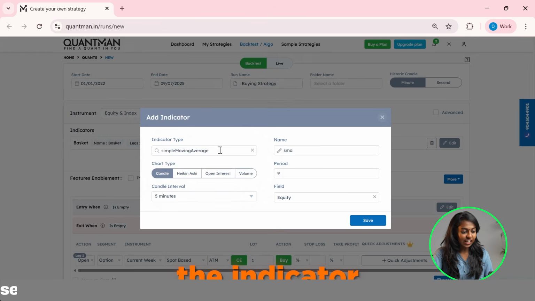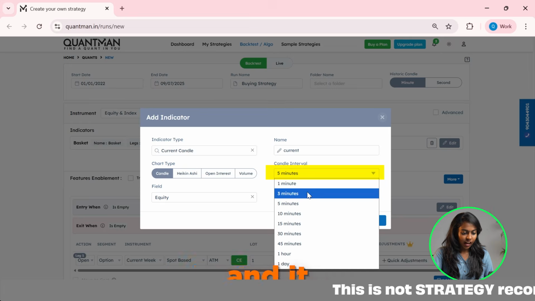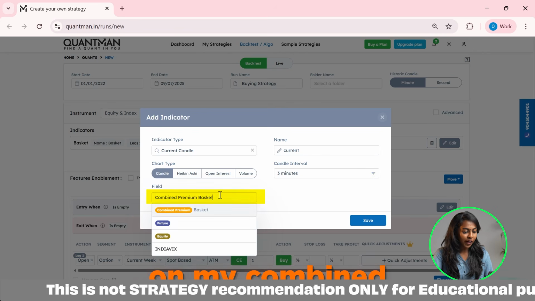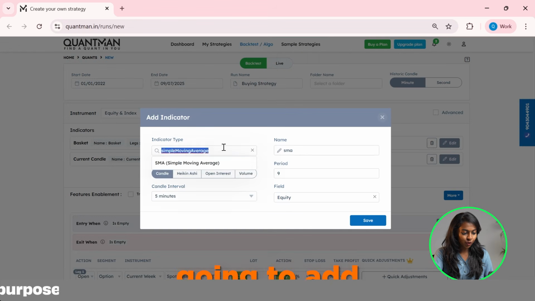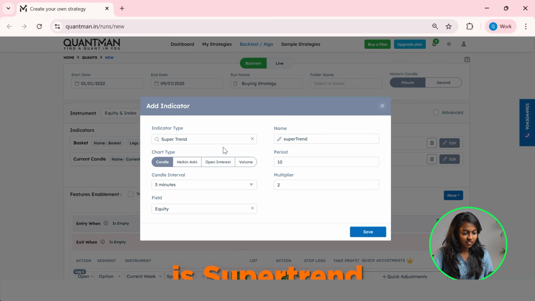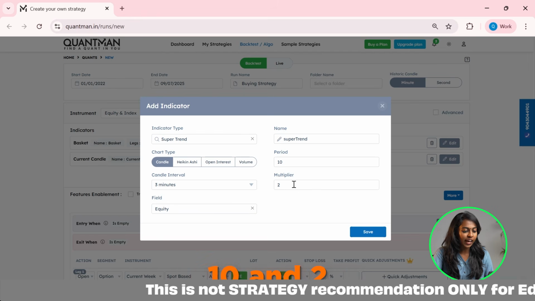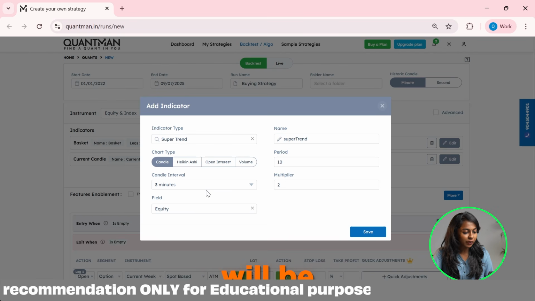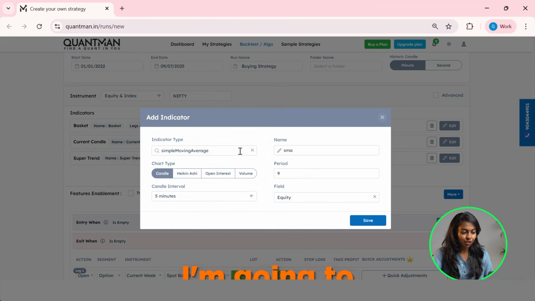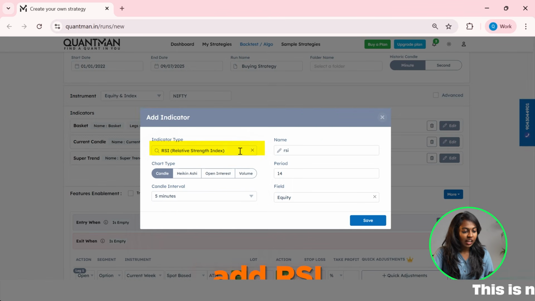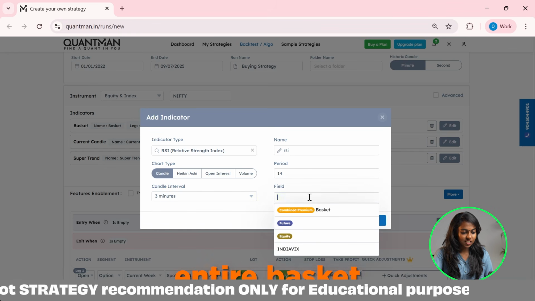Now I'm going to add the indicator for the current candle of the 3 minutes chart and it will be mapped on my combined premium basket. Another indicator that I'm going to add is Supertrend. I'm not going to change any period. Let it be 10 and 2 and the candle interval will be the 3 minutes chart for the entire basket. For better conviction, I'm going to add RSI. Let it be 14 period of the 3 minutes chart for the entire basket.